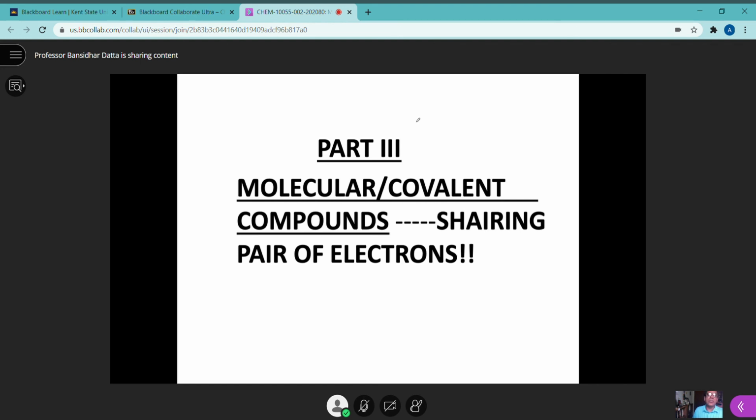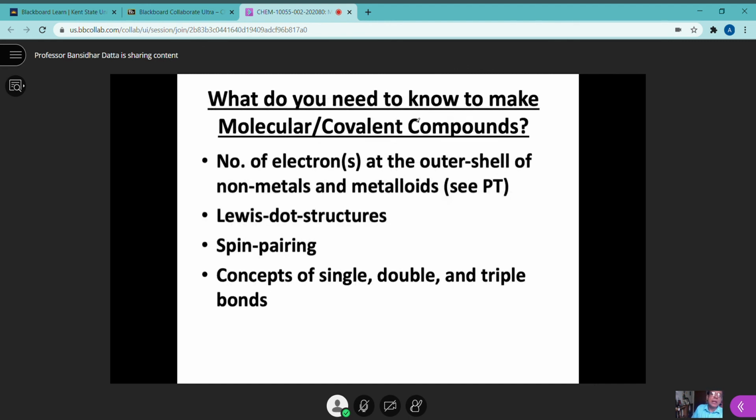The next part is part 3. Now we'll do the molecular or covalent compounds, which is basically sharing a pair of electrons. Everybody ready for this? All right. Let's go. What do you need to know to make molecular or covalent compounds? We'll make as many as you can. So what you need to know is as follows.